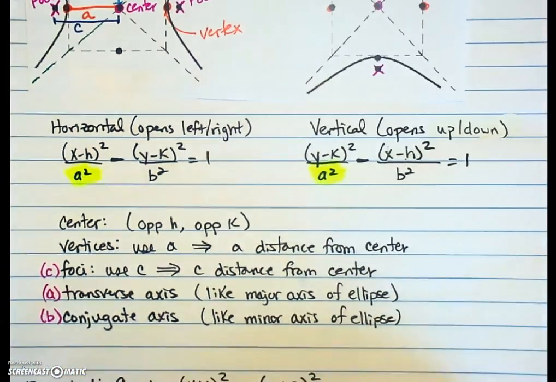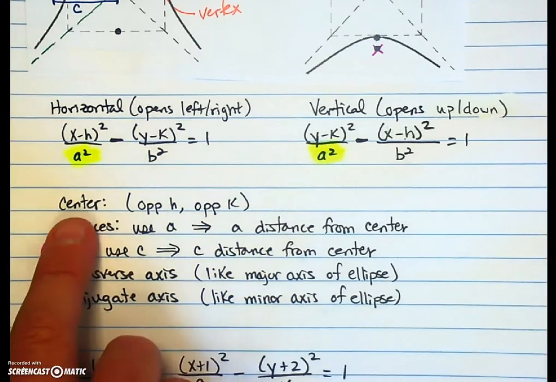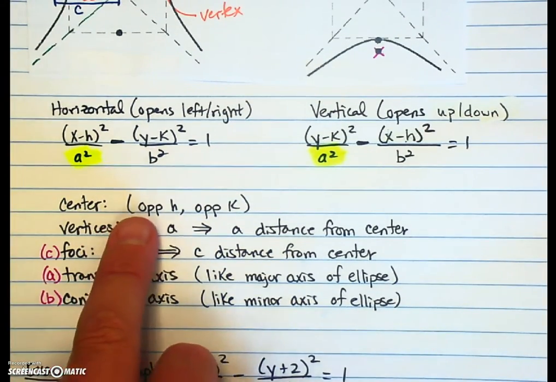All right. Now, as far as the information we're going to find, we're still going to find the center, opposite h, opposite k.